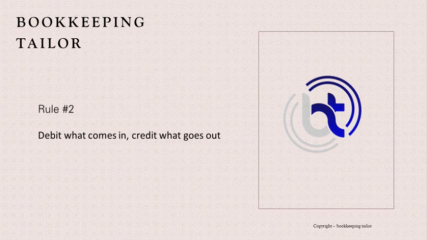Debit what comes in, credit what goes out. This rule applies to transactions where revenue is earned or a liability is incurred. For example, when a company sells goods on credit, the accounts receivable account is debited because revenue is earned, and the sales account is credited because what goes out is the goods sold. This rule applies to a real ledger.